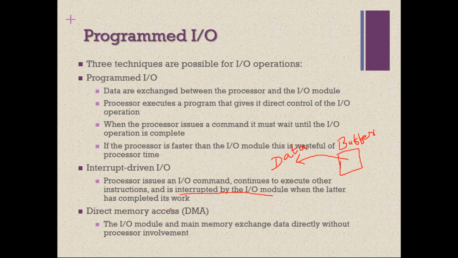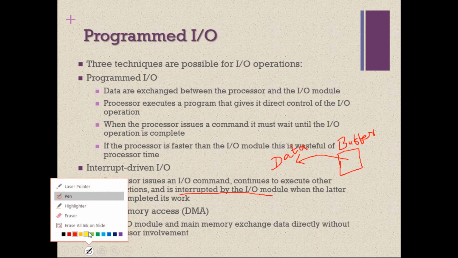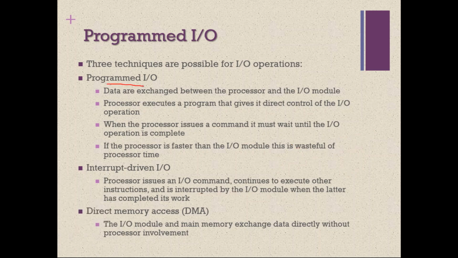Okay, so the difference between programmed IO and interrupt driven IO is that in programmed IO the processor will give the command and it will wait until the IO is completed. Whereas in interrupt driven IO, it is not required for the processor to wait. It will just give a command and then start doing its other job. Once the IO operation is completed, the IO module will generate an interrupt to the processor, and then the processor will do whatever it is supposed to do.